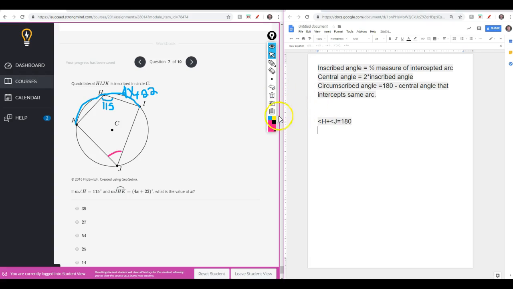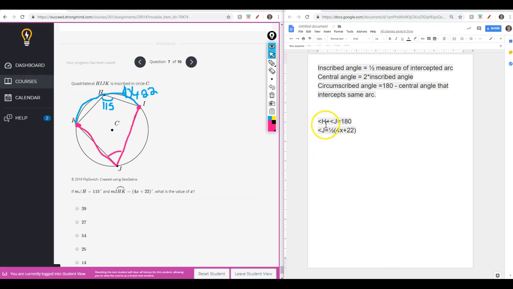We also know, if we can notice this, that angle J right here is an inscribed angle that intercepts the arc IHK. So we have this relationship that the inscribed angle, angle J, is going to equal 1/2 times the measure of the intercepted arc, which is 4x plus 22.